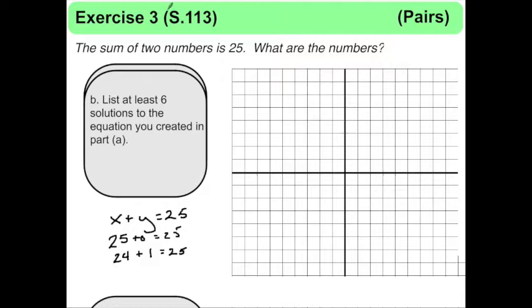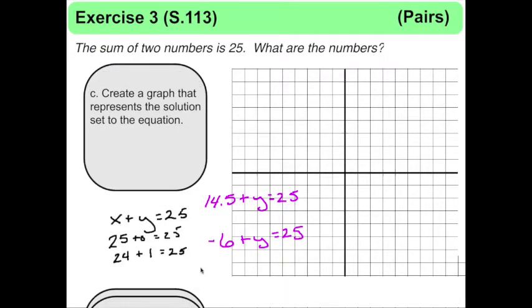So during this discussion, the teacher may also prompt the students to think, well, what if I had 14.5 plus what would equal 25? Or the teacher might say, what if I had negative 6 plus y equals 25? Just to kind of spur on that discussion of negatives and decimals being a part of that given situation. And then finally, the students would be encouraged to graph a solution or a line based on this particular equation in that design.